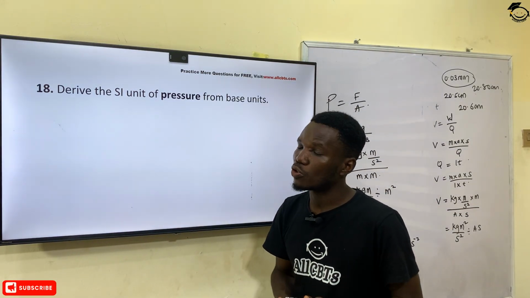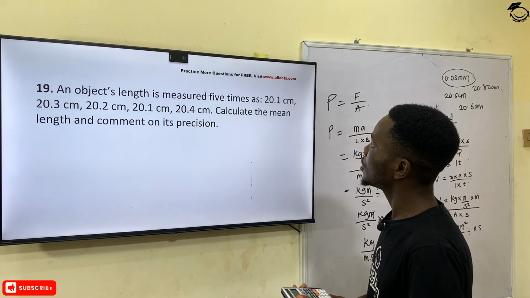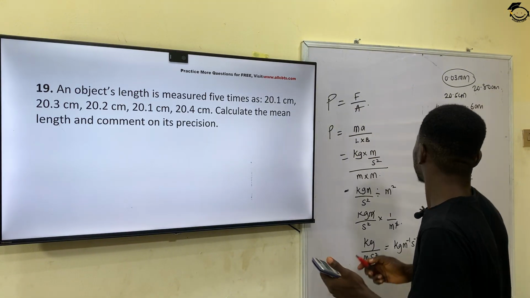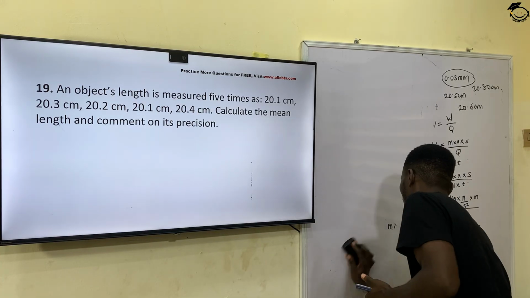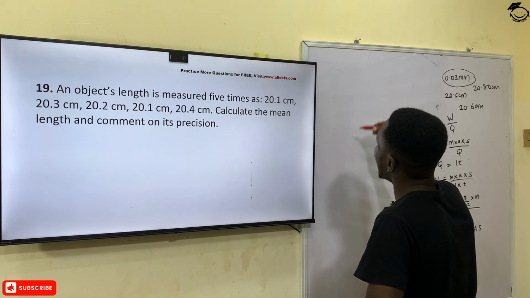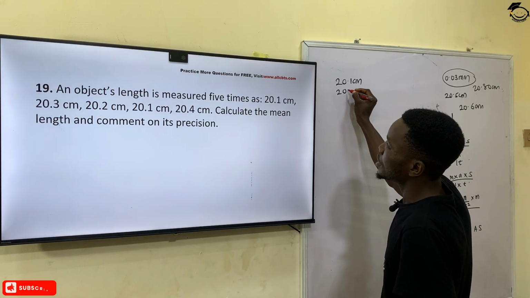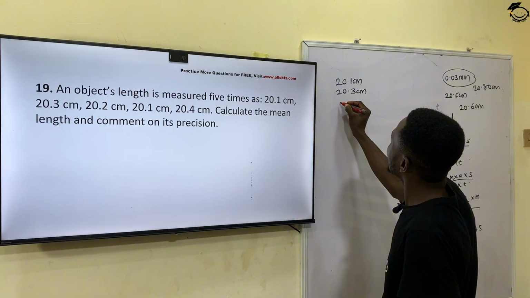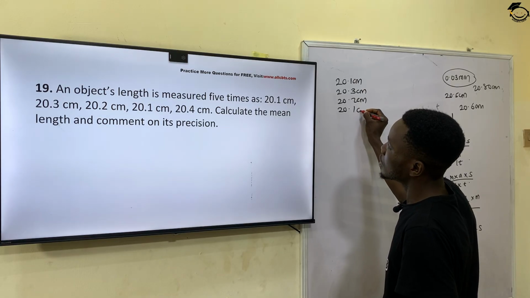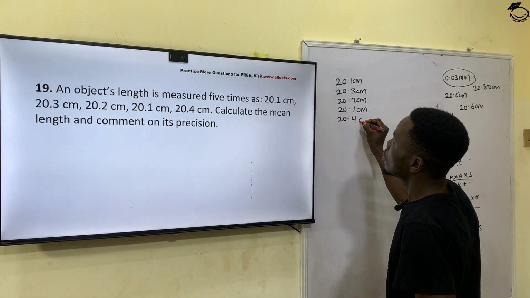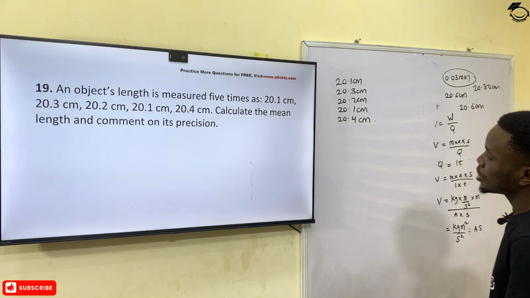So that is also question number 19. Question number 19 says, an object's length is measured 5 times, so we have the measurements as 20.1 centimeters, 20.3 centimeters, 20.2 centimeters, 20.1 centimeters, and 20.4 centimeters. Then the question said, calculate the mean length and comment on its precision.